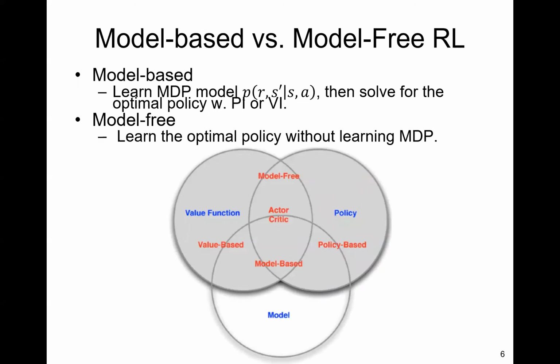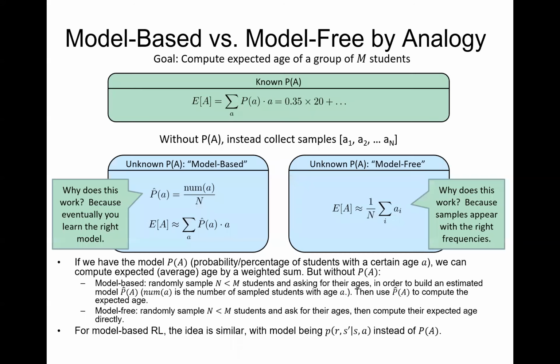So for model-based RL, you learn the MDP first, then solve for the optimal policy with policy iteration or value iteration. But for model-free, you learn the policy without learning the MDP first. So here's an analogy, not a reinforcement learning problem, just a simple analogy.